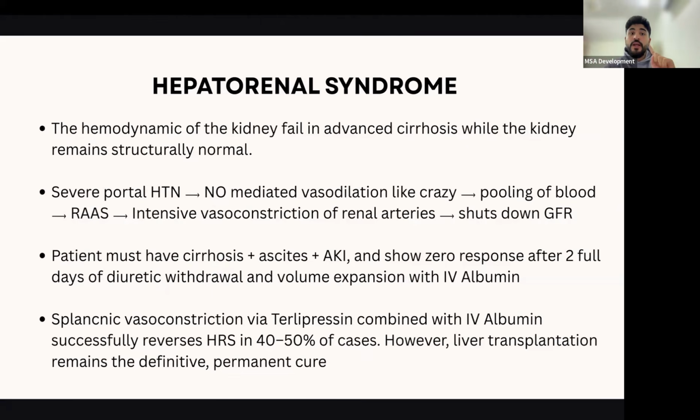So this is when you know that, okay, this is not a problem with the kidney, right? It's just a systemic problem that's going on. So how do you treat this? You do give them IV albumin and you give them splanchnic vasoconstrictors like terlipressin. And this will reverse the hepatorenal syndrome in usually 50% of the cases. But of course, to treat this definitively and permanently, you need to do a liver transplantation.